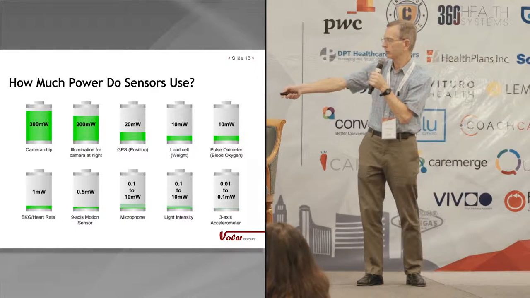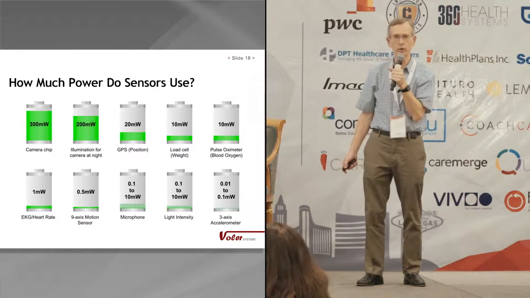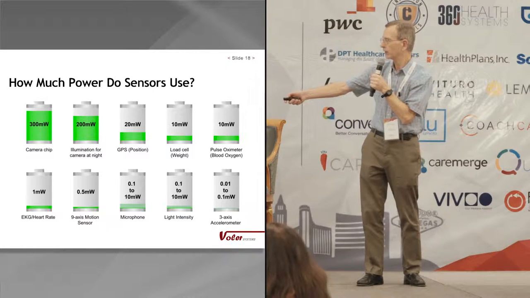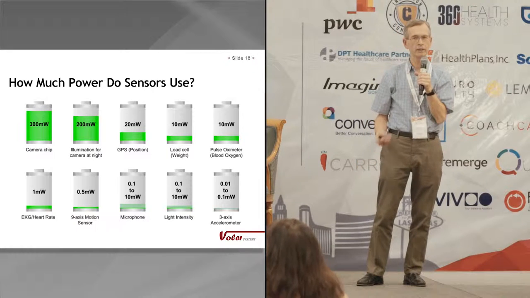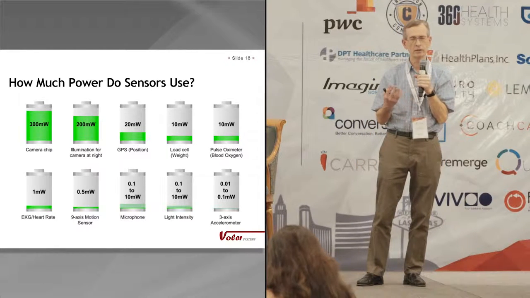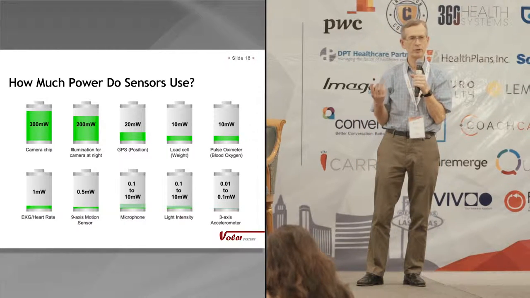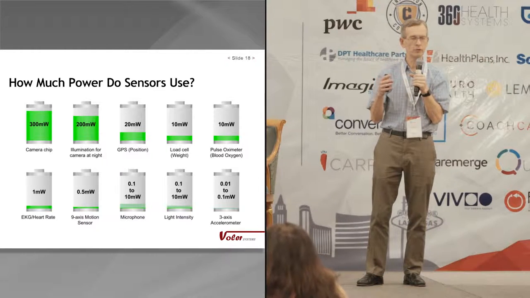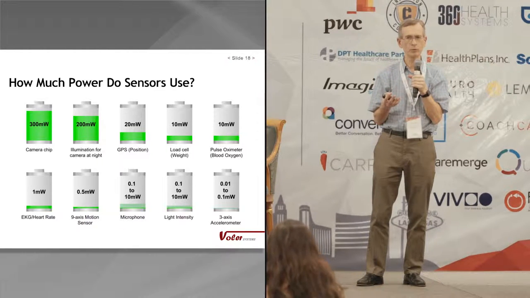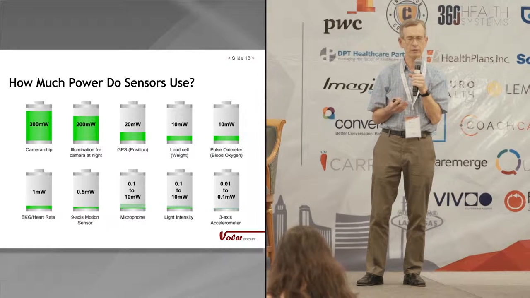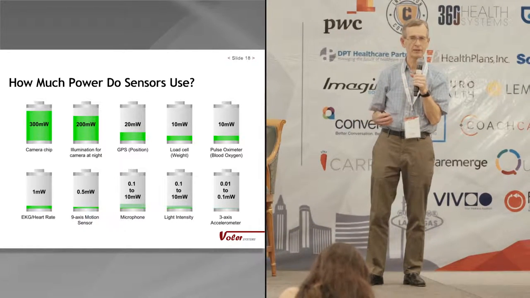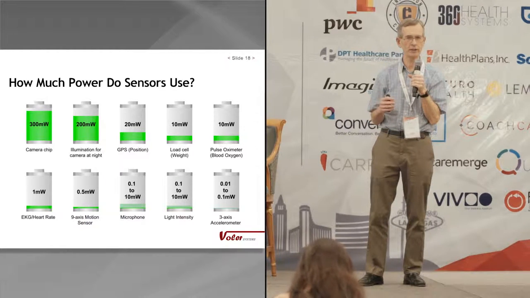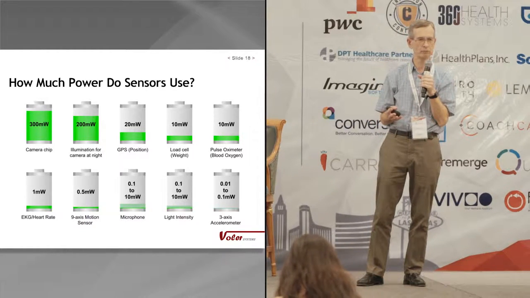Now you get over here to EKG, you're down to 1 milliwatt. And with a 9-axis motion sensor below a milliwatt, the 9-axis sensor measures acceleration in 3 axes. It has a gyroscope that works in 3 axes and a magnetometer in 3 axes. And with those all together, that's how you do the dead reckoning. That's the standard that's in your telephone and in a lot of devices.